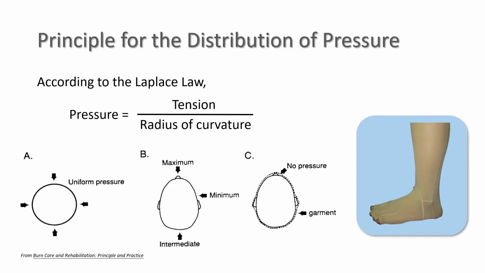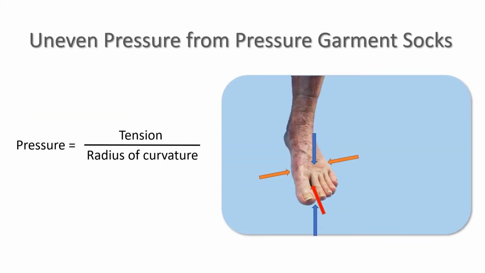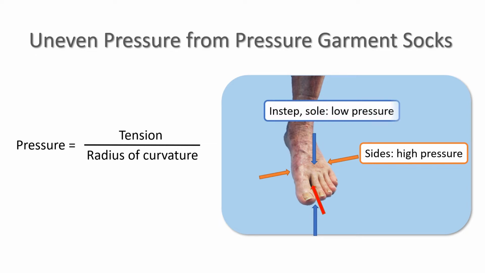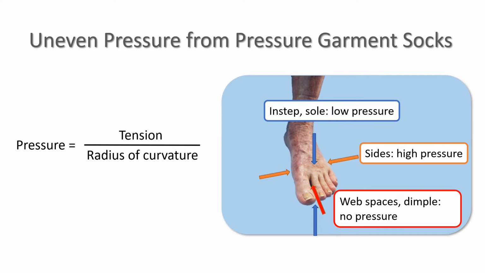But on an uneven surface, areas with smaller curvature will receive more pressure, while areas with larger curvature will receive lower pressure, and concave areas will receive no pressure at all. Because of its shape, pressure will be unevenly distributed over the foot. The radius of curvature of the sides of the foot is smaller, therefore pressure will be higher. The radius of curvature of the instep and sole is bigger, so pressure will be lower. The toe web spaces are concave, so pressure is practically non-existent in this area, and other tools must be used inside the sock to achieve desired pressure.